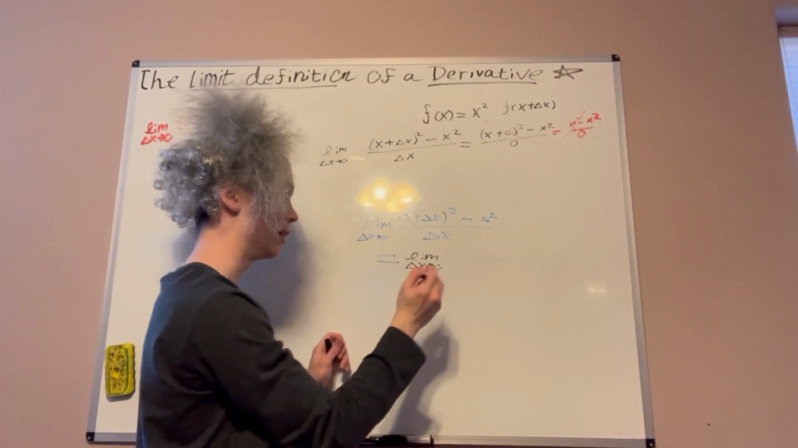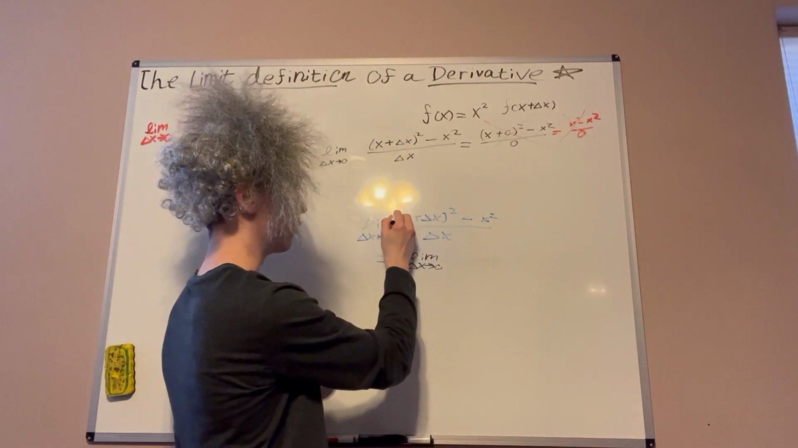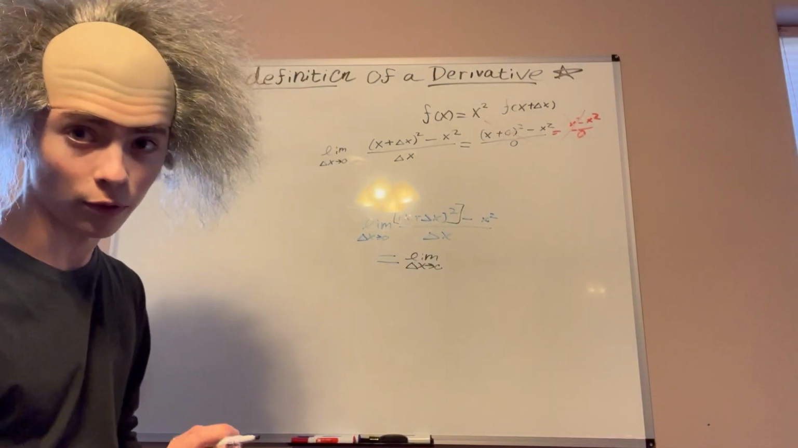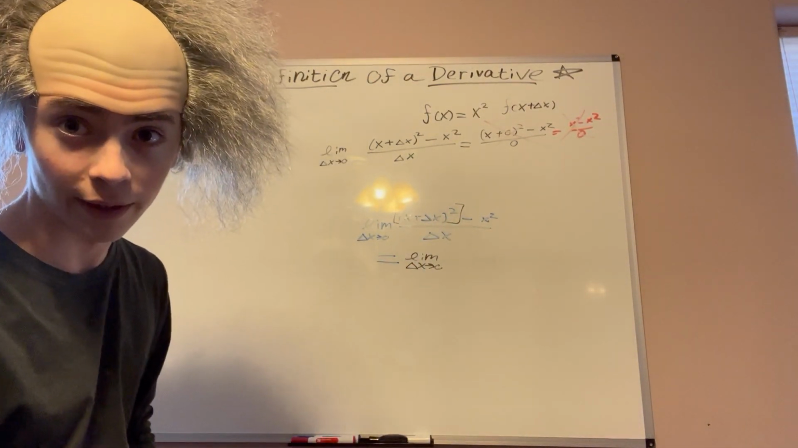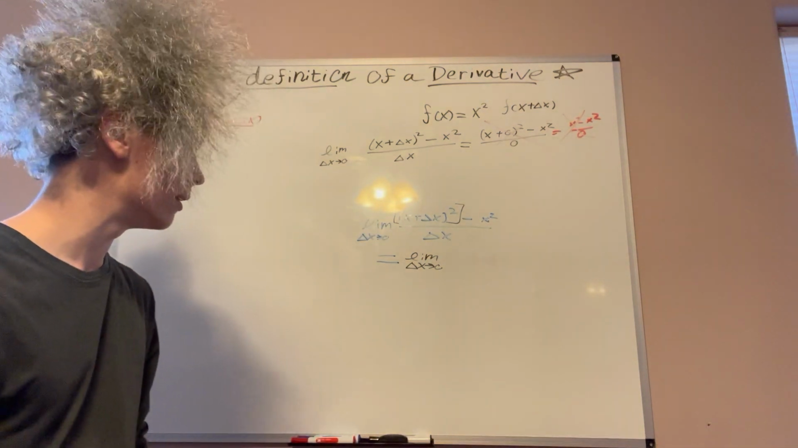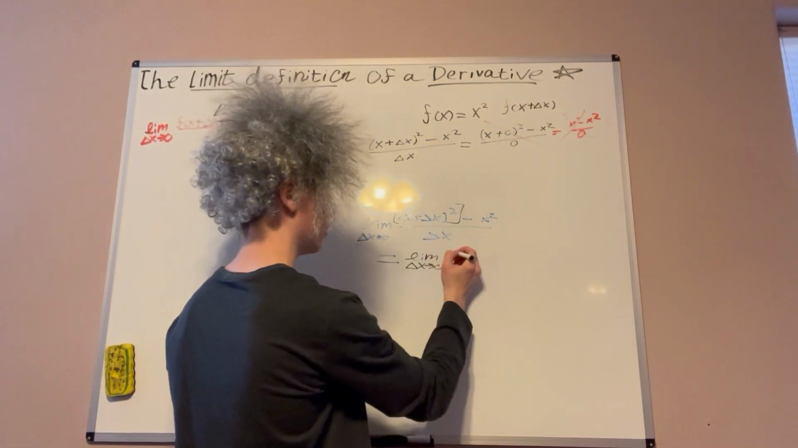We have not evaluated this limit yet. This is why I switched our function to x squared instead of x to the fourth. We're going to FOIL this, and I don't want to use any Pascal's triangle rules because that's going to get pretty messy, and bad pretty fast. So we're just going to FOIL this out.